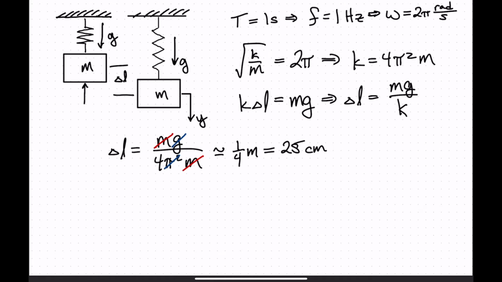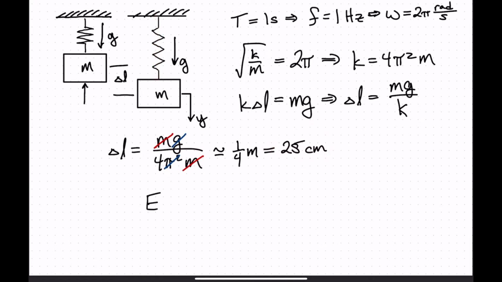And that's quite a large change in length for the spring. So we need to stretch it 25 centimeters to have a person be able to bounce up and down at 1 hertz on it. And that's part of the problem with this. You have this very large static deflection of the spring, and you store a lot of energy in there.